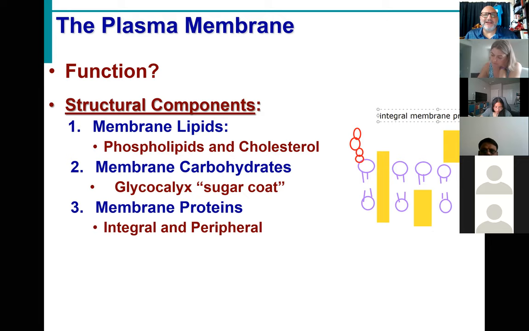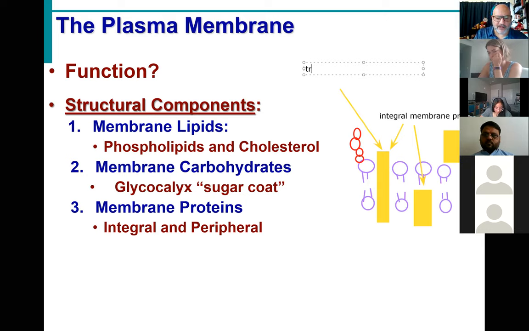Because they are embedded within the plasma membrane, either one layer or two layers. So both of those are integral membrane proteins. However, this particular one right here, because it goes through both layers, is what we also call a transmembrane protein, because it goes all the way through.